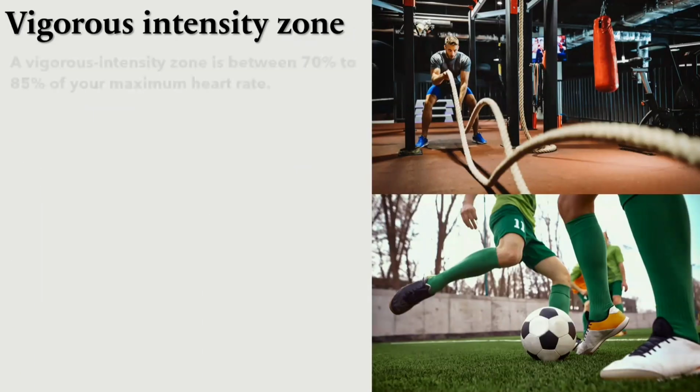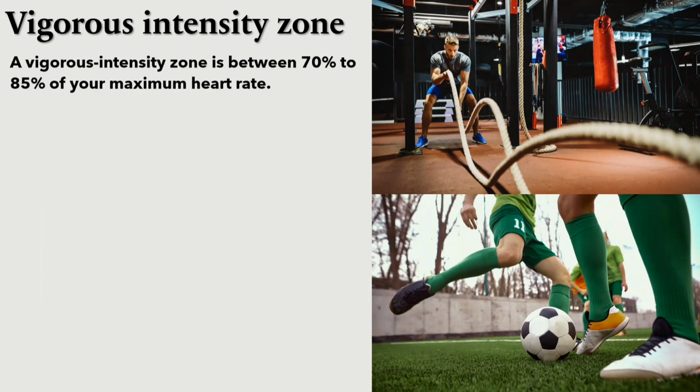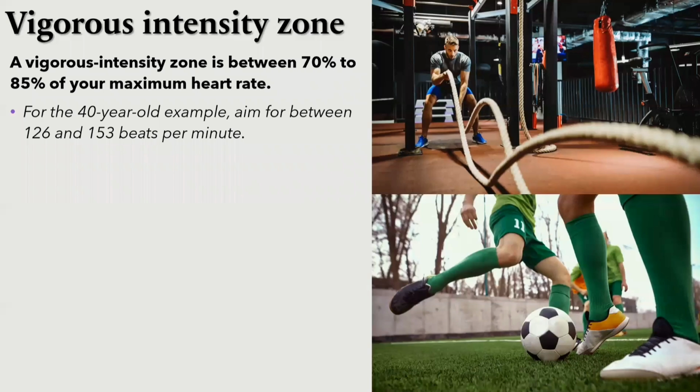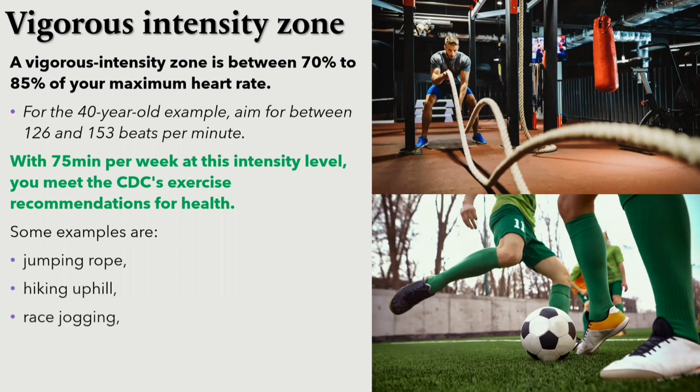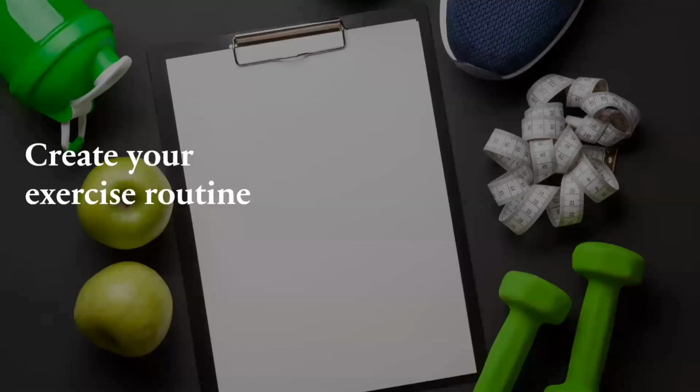Now let's see the vigorous physical activities. A vigorous intensity heart rate zone is between 70 and 85% of your maximum heart rate. For the 40-year-old example, aim between 126 and 153 beats per minute. With 75 minutes per week at this intensity level, you meet the CDC exercise recommendations for health. This is a very intense physical exercise that is more than 6 times the metabolic equivalent. Some examples are jumping rope, hiking uphill, race jogging, soccer, heavy house chores like shoveling, and others.